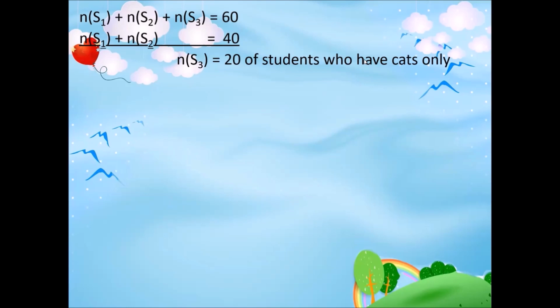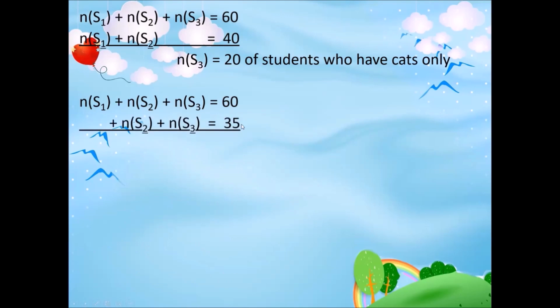Now again, kopyahin uli natin itong formula. Ang may alagang aso lamang, ang parehas na may alagang aso at pusa, at ito ang may alaga lamang pusa, is equal to 60. So kuhanin naman natin itong n of S sub 2 na may alagang pusa at aso at ang may alaga lamang pusa is equal to 35. Again, gagamitan natin ng operation na subtraction. May natirang n of S sub 1. Ito lang yung total na number ng students na ang alaga lang ay aso.